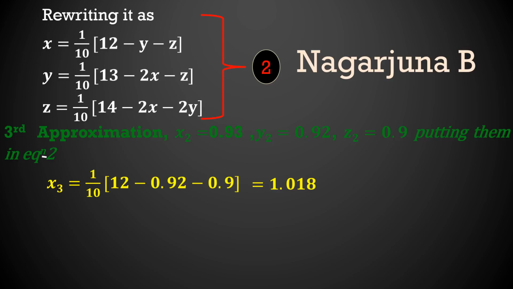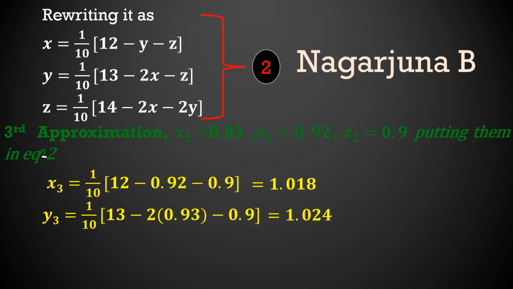So therefore what we can write, y3 is equal to 1 divided by 10 into 13 minus 2 into x value, which is 0.93, minus z value, which is 0.9. So in the calculator you can write, open the bracket, 13 minus 2 within the bracket 0.93 minus 0.9, close the bracket, divided by symbol, then after that 10, and this value will be equal to 1.024.